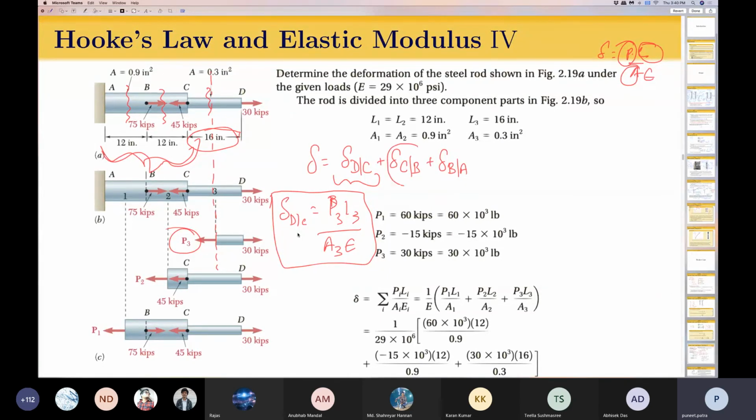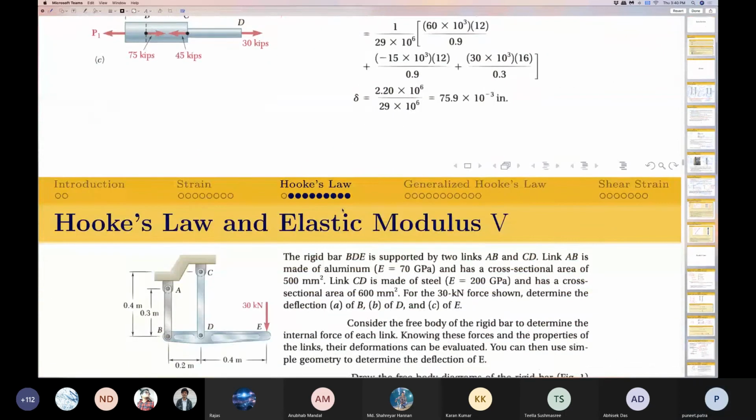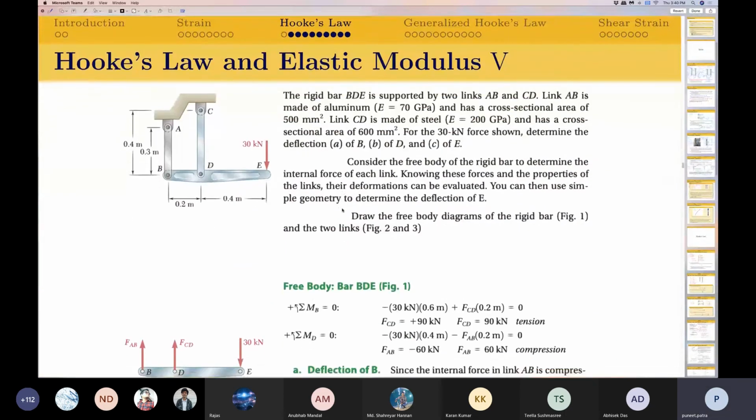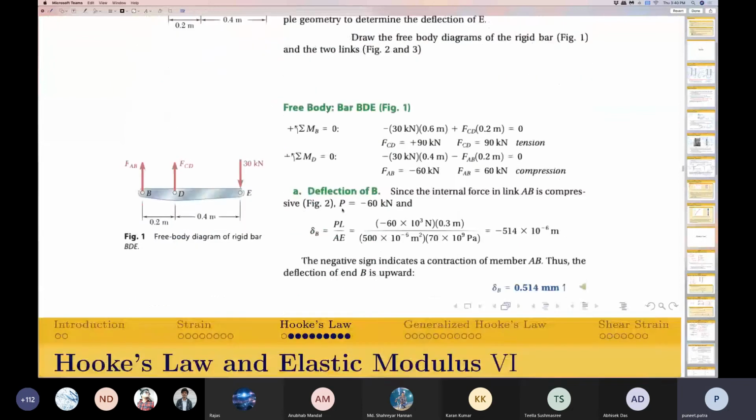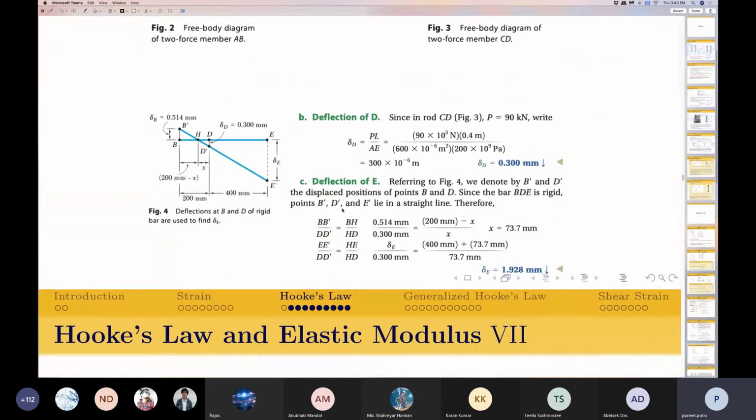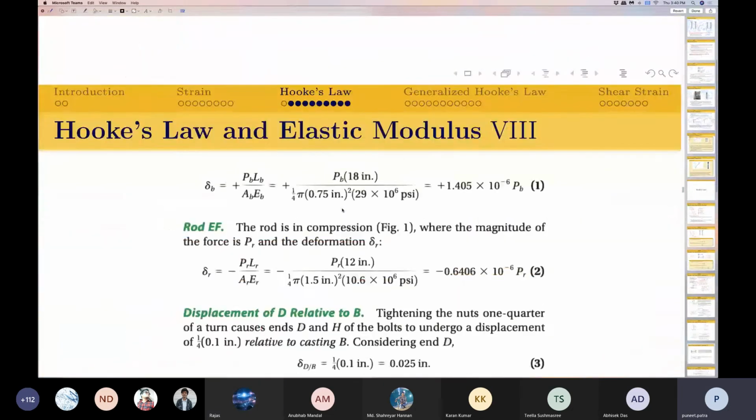Similarly, we can write the relative displacement of C with respect to B and B with respect to A to compute the total deflection delta. Because of the shortage of time, I will not be able to go through problem number 2 and problem number 3. If time permits, we will come back to this.